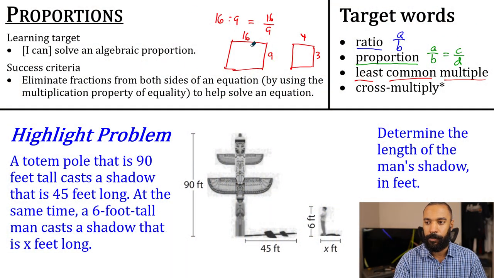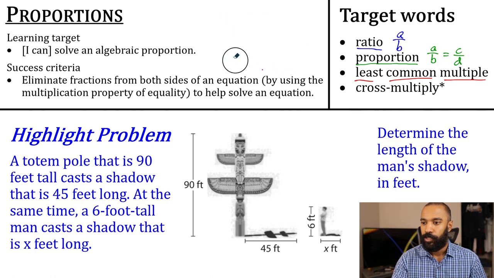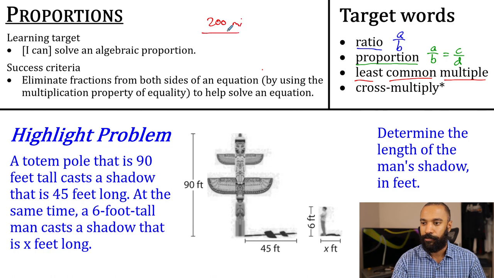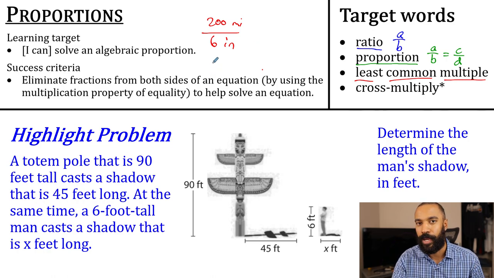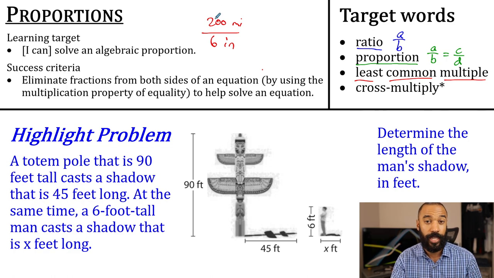So if 6 inches is really 200 miles, that's another ratio that we're looking at there. Every 200 miles is 6 inches. Let me write an example of that ratio right here. 200 miles for every 6 inches. 200 miles in real life for every 6 inches on the map. That's an example of a ratio, comparing two items in some sort of way that can create a scale for us.